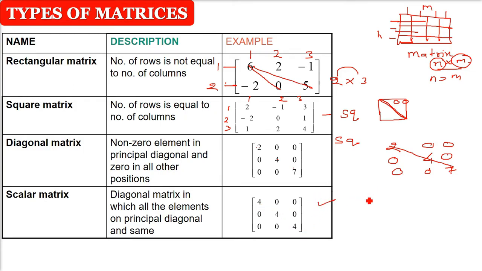So let me write one more scalar matrix for you apart from this example: negative 10, 0, 0, 0, negative 10, 0, 0, 0, negative 10. When you see this diagonal, all the values are negative 10. That means this is a scalar matrix.